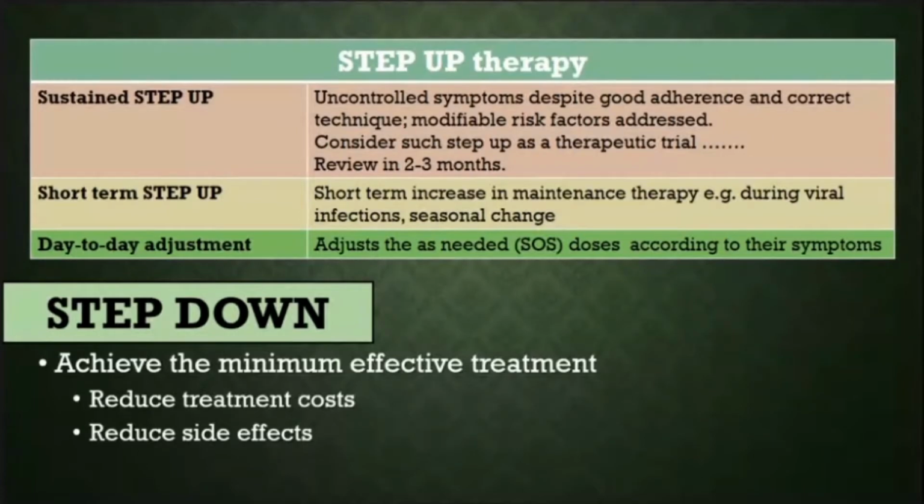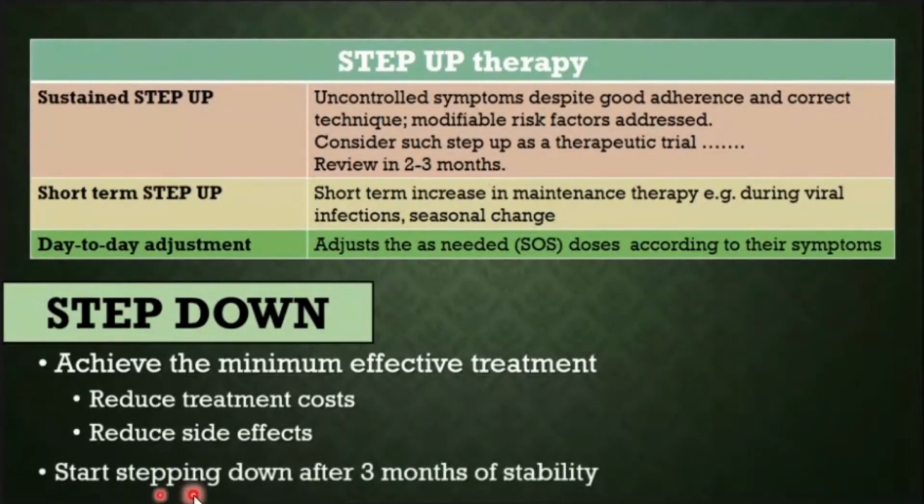Once they've achieved a certain amount of control, we try to gradually taper those medicines so that we can reach that level of medication which is the minimum, but will still provide a good amount of control for them. So we start stepping down again, like what we mentioned for step up. After 3 months of stability in a particular group, we start stepping down. Even after we've stepped down, we wait for 3 months, then we step down further.